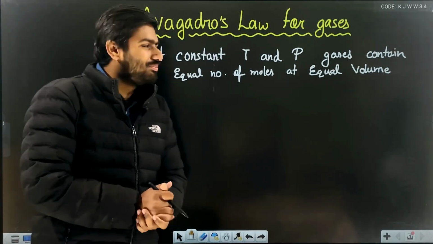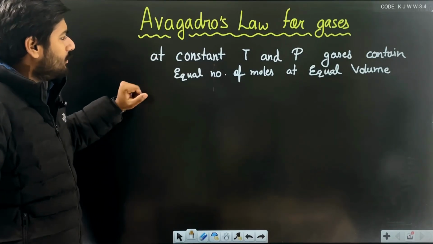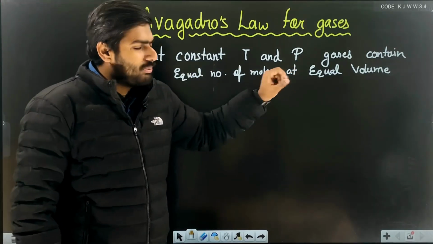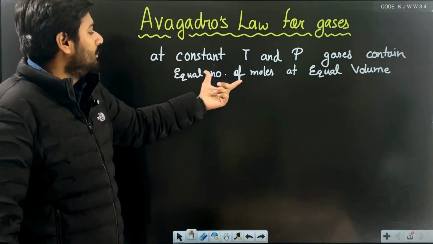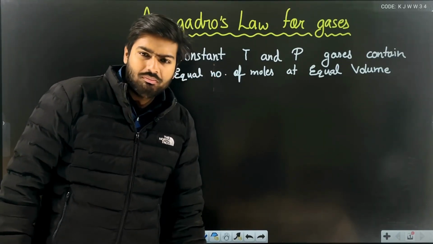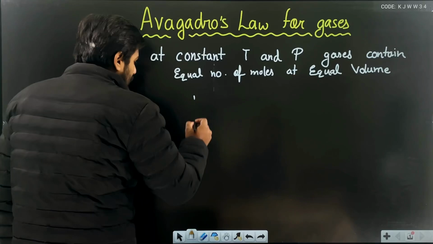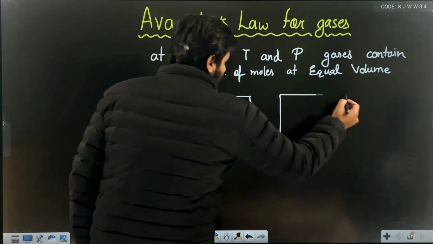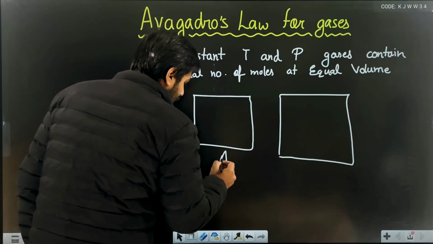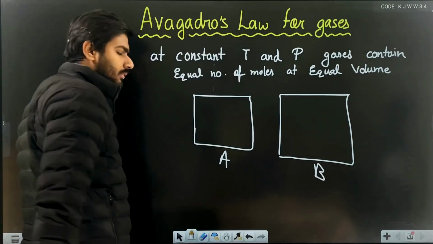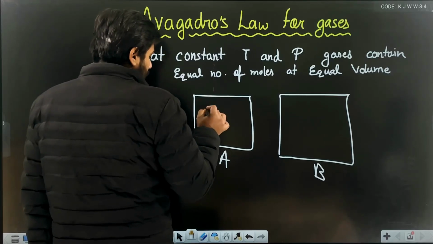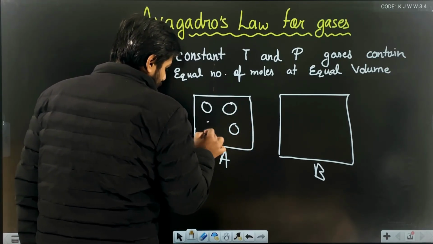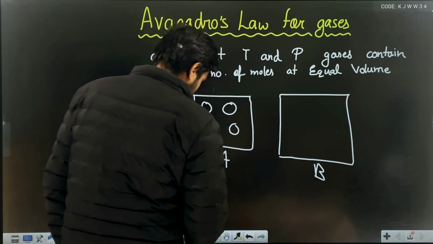Let's start the video. See, the statement is: at constant temperature and pressure, gases contain an equal number of moles at equal volume. Suppose you have two containers. First of all, see the statement. Suppose you have two containers, this is A and this is B. Two different containers. Suppose in this there is gas A and in this there is gas B.